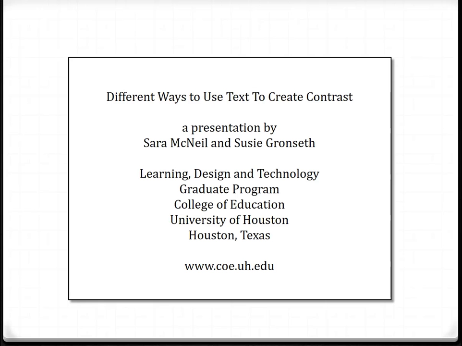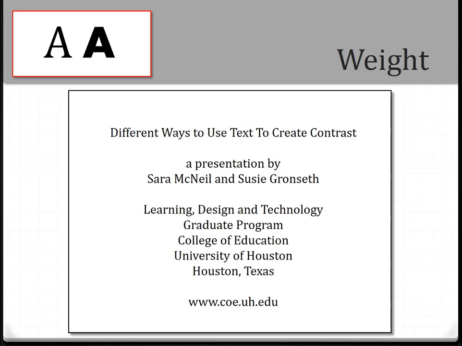Let's start with a simple title slide with text that is all the same size and has all the same attributes. Weight, scale, and form are your primary tools to create contrast. In this slide, bold type makes the name of the presentation stand out. Weight contrast is very strong. Value, form, and scale are more subtle.